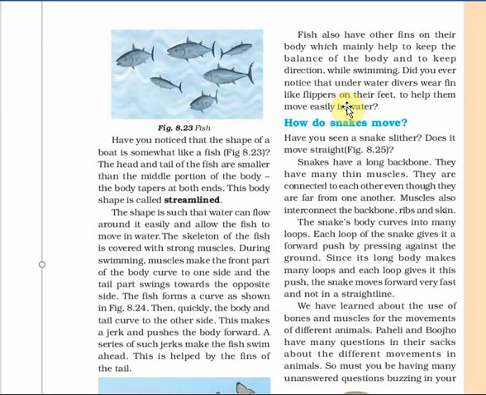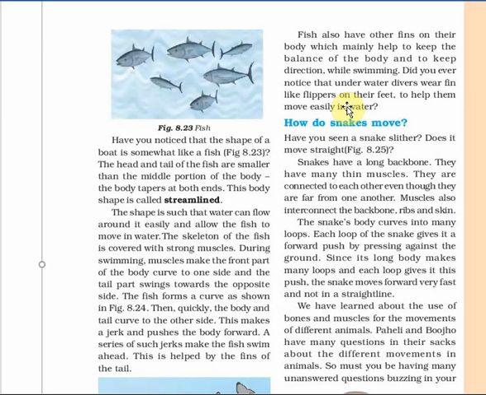And next about the snake, that also I had explained last class. So you can just revise the main points, how the snake moves, or how the gait of a snake takes place. Snakes do not have legs. They have a long backbone and have many thin muscles. These muscles are connected to each other even though they are far from one another.